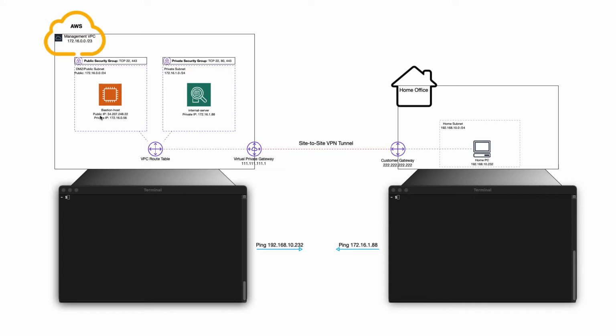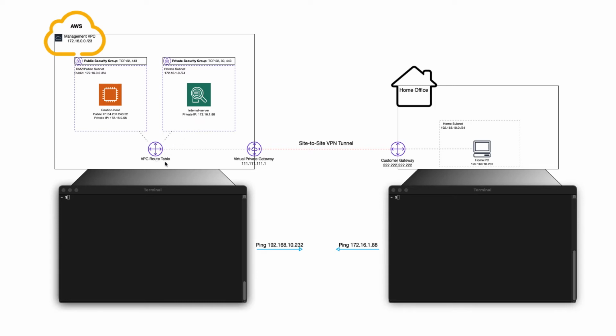The Bastion host has a public IP address assigned of 34.207.248.22 and a private IP address of 172.16.0.56. On the right-hand side, you have the second subnet, which is the private subnet, and it's using the address space of 172.16.1.0/24. And in this private subnet, you have the internal server with a private IP address of 172.16.1.88. And then you have a representation of a VPC route table.